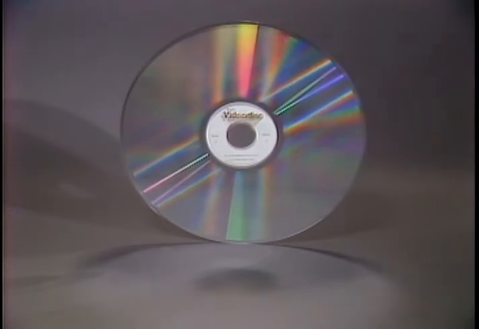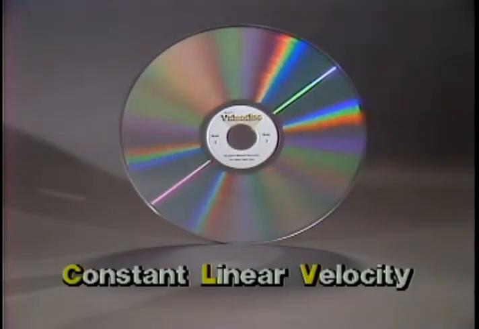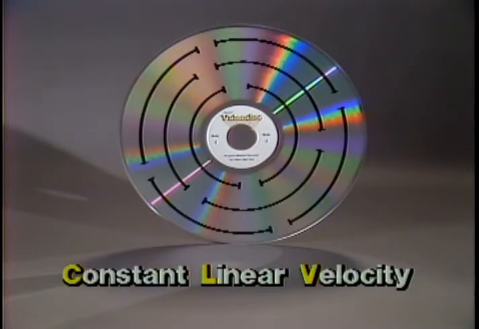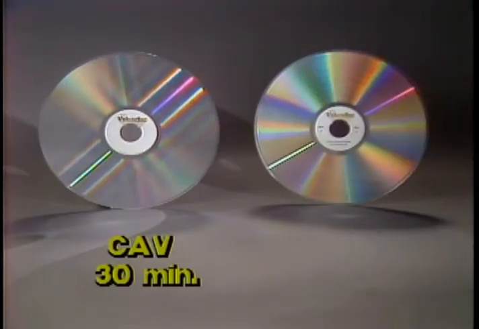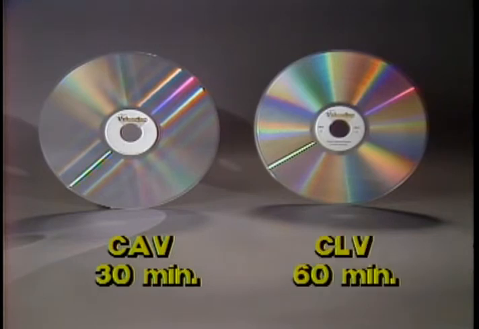The second format is constant linear velocity. CLV extends disc playing time to 60 minutes by structuring more information into the format. On these discs, the amount of space containing a single video frame remains constant, but the playing speed varies from 600 to 1800 RPM. 3M video discs provide you with 30 minutes of play in CAV and 60 minutes of play in CLV. We are able to make this guarantee because our replication process lends itself to fully utilizing the disc space available.